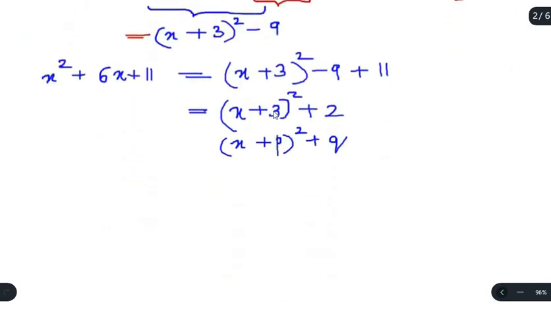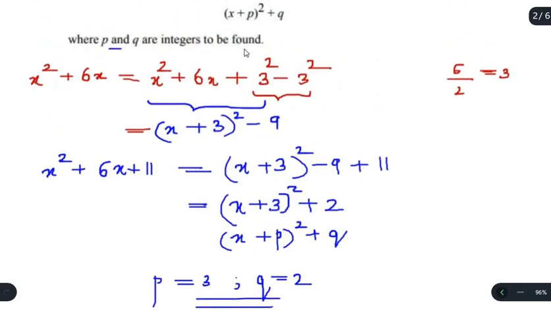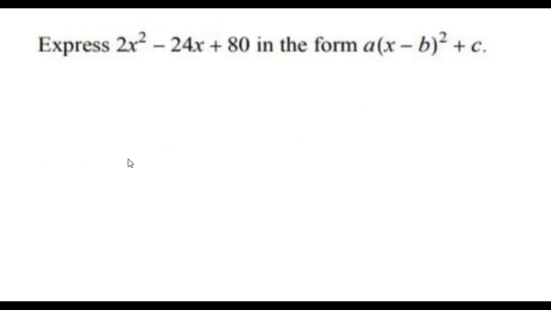So comparing these two terms, we get p equal to 3 and q equal to 2, and these two are the integers as it was mentioned in the question. Let us look at the next example.